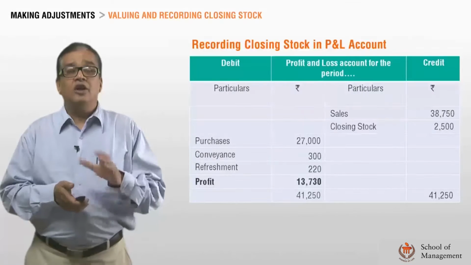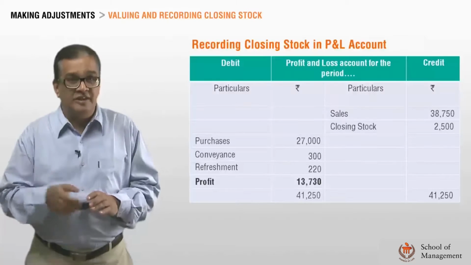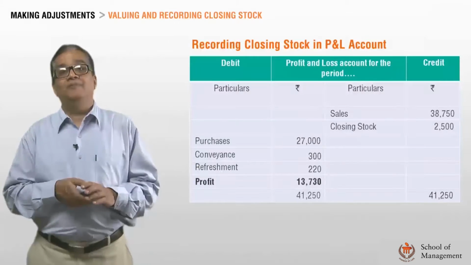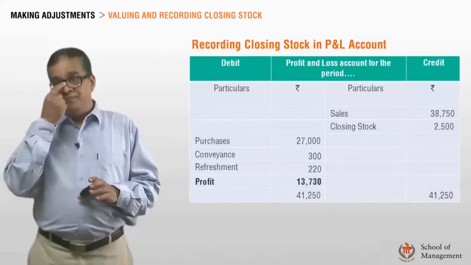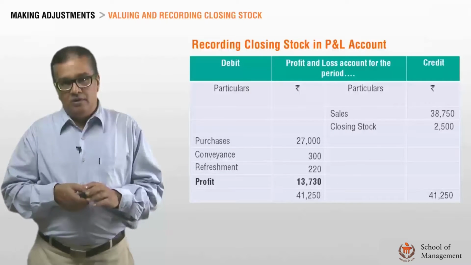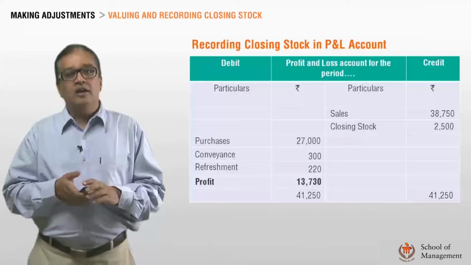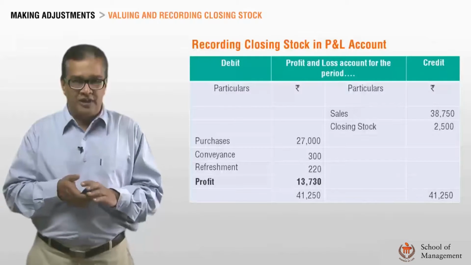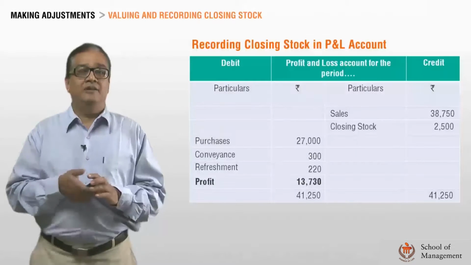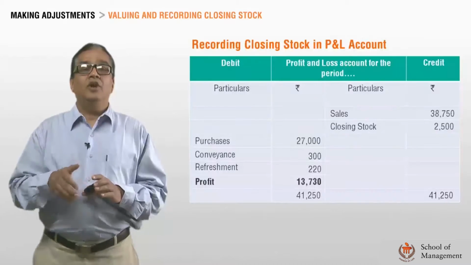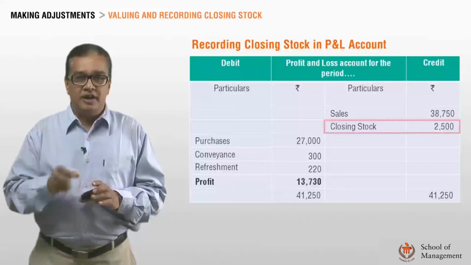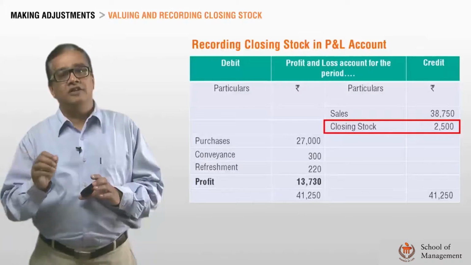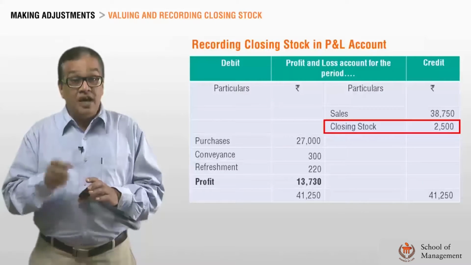This is how closing stock is to be represented in the P&L account. So, we go back to the understanding. Closing stock is to be verified physically, the value is to be verified physically, and then the closing stock is entered on the credit side of the P&L account as closing stock.